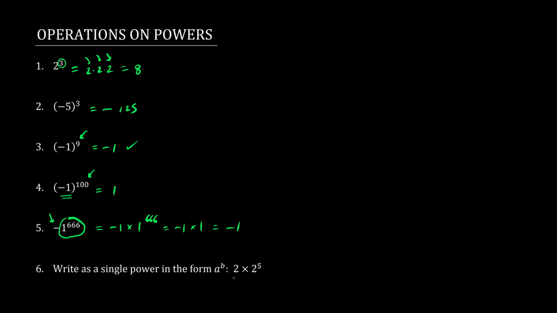Now how do we write this as a single power? This here is 2 to the 1 times 2 to the 5, and there's an exponent law that says we add the exponents. This is the same thing as 2 to the 1 plus 5, which is 6. And it makes sense because there's 6 2's being multiplied.